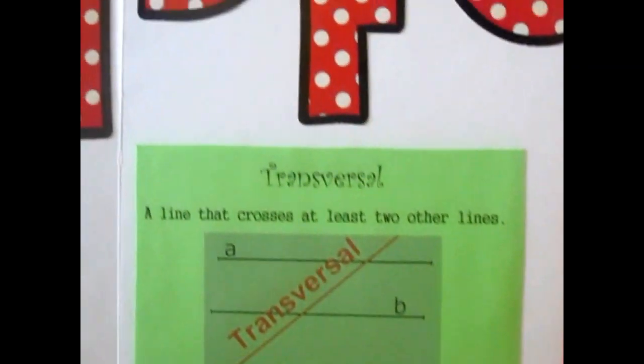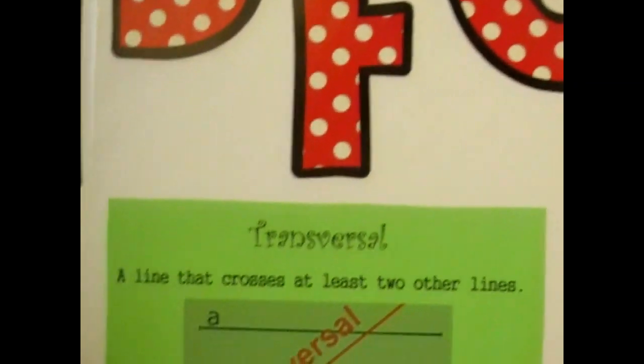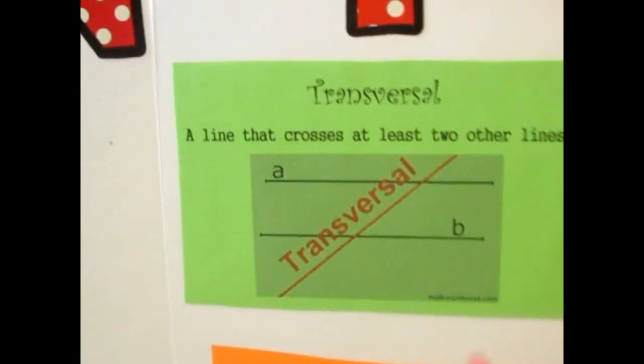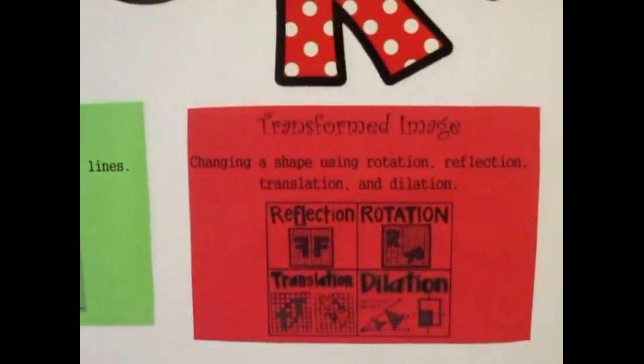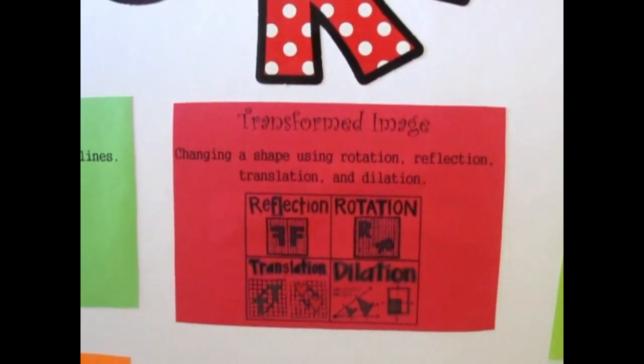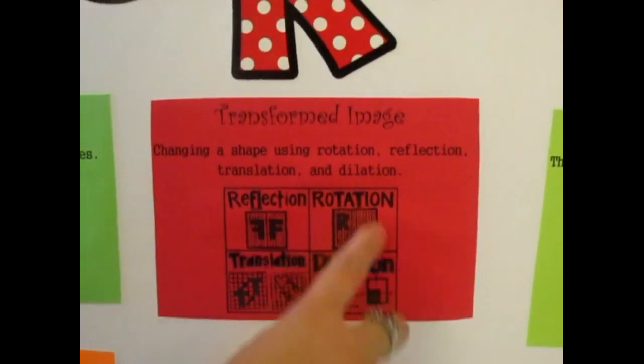Transversal is a line that crosses at least two other lines. The two lines are usually parallel lines, and that would be the transversal, the red line. Transformed image. It's a changing shape using rotation, reflection, transformation, or dilation.